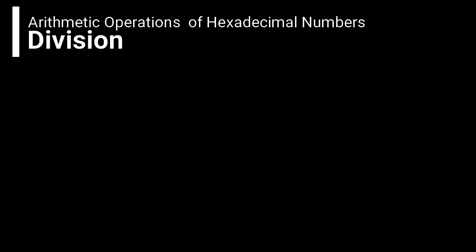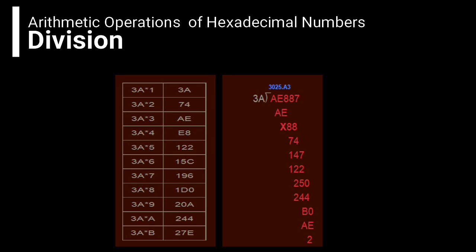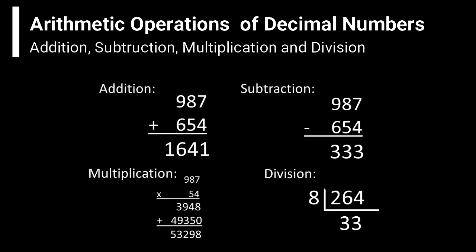Hexadecimal division. The hexadecimal numbers division is the same as the division performed in other number systems. All the rules and principles are the same. Just like in octal division, it is easier to do a table of multiples of the divisor. So in the example, AE887 base 16 divided by 3A base 16, we make a table of multiples of 3A. So AE887 divided by 3A is equal to 3025.A3 base 16.